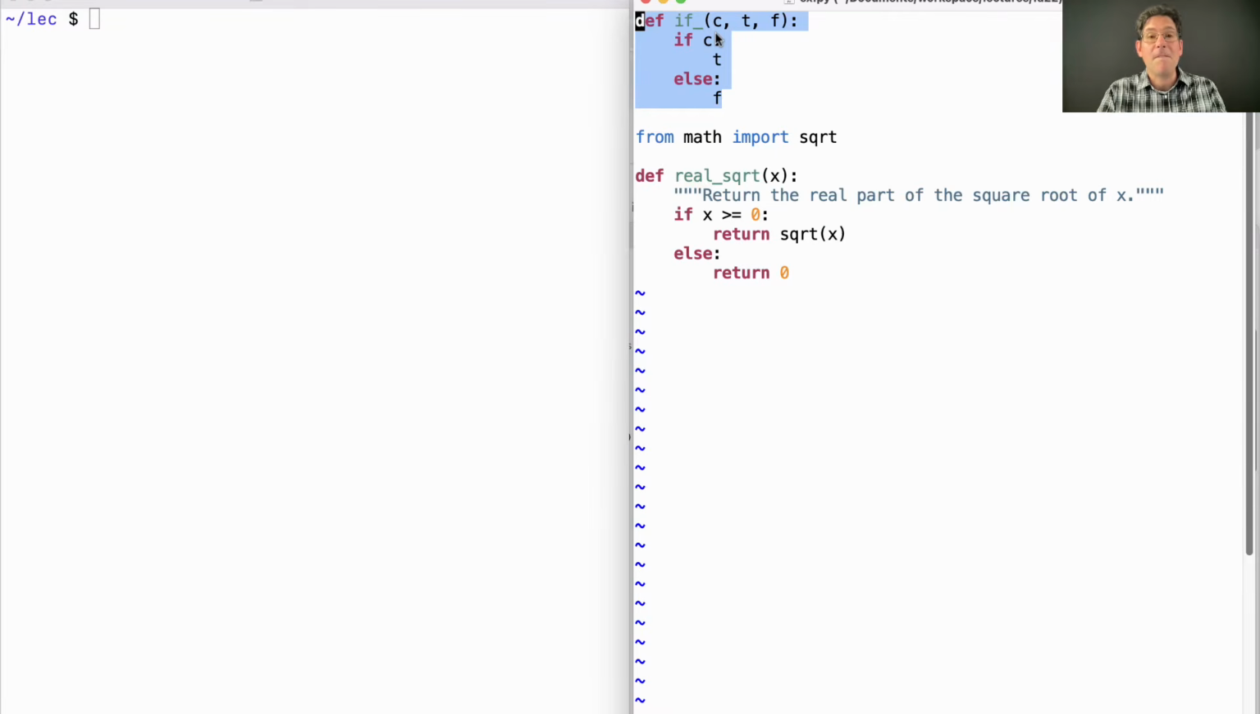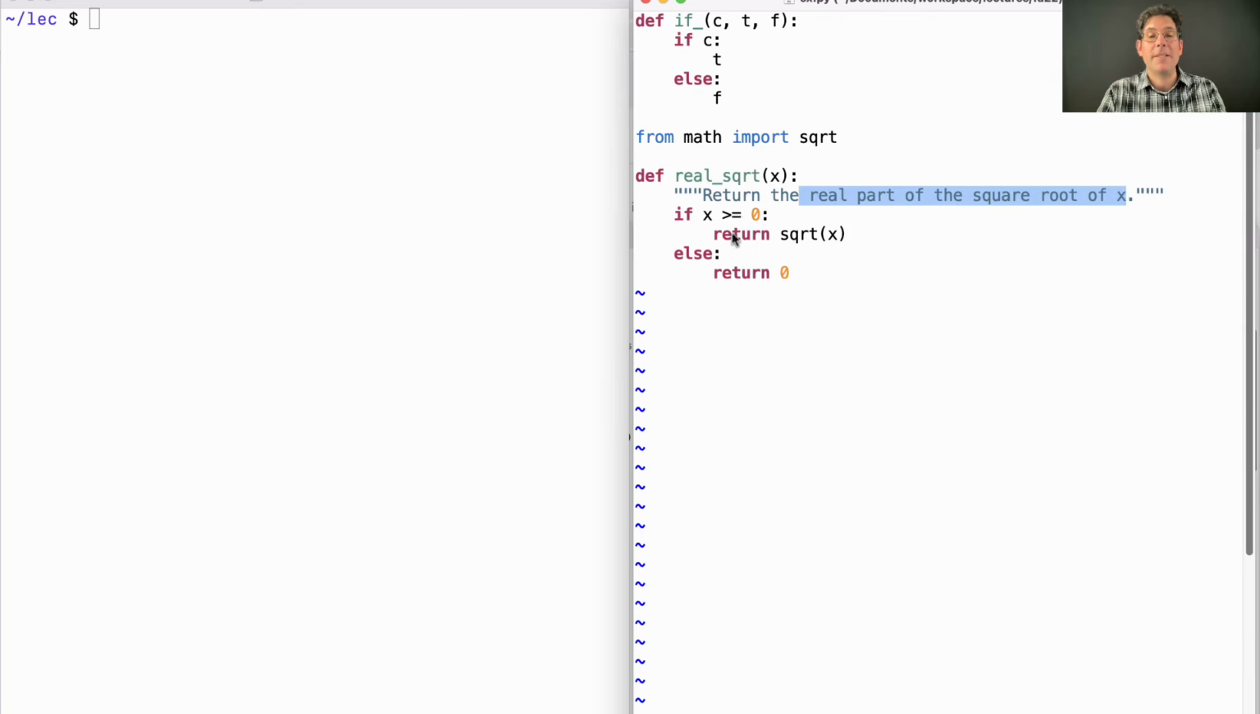Here's my if function. We're not going to use it at first. We're just going to focus on writing a function that computes the real square root of x, where x can be a negative number or a positive number. The real part of the square root of x only is non-zero if x is positive. And for positive x, the built-in square root function will give us the square root. For a negative x, like what's the real square root of negative 4? Well, the square root of negative 4 is 2i. And i is the imaginary number, 2 is the imaginary part, and the real part is 0.